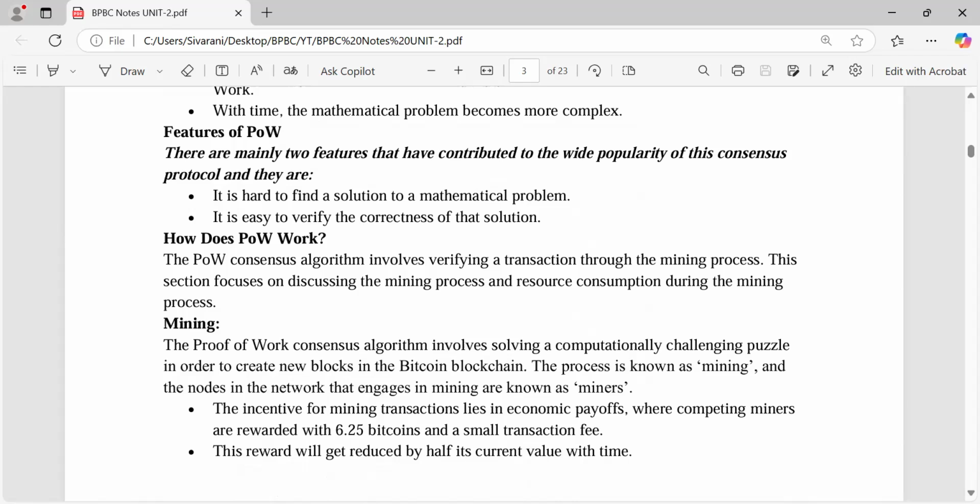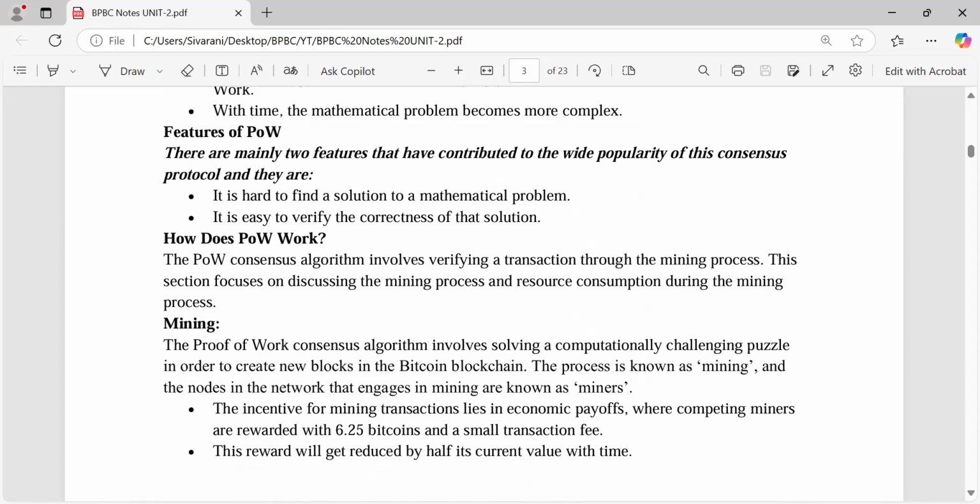In the proof of work algorithm, we are solving some mathematical puzzles that are challenging. The puzzles are created so that whenever we solve the puzzle, or find the solution for the complex mathematical problem, the block will be created. That block will be added to the Bitcoin blockchain. This process we call mining.